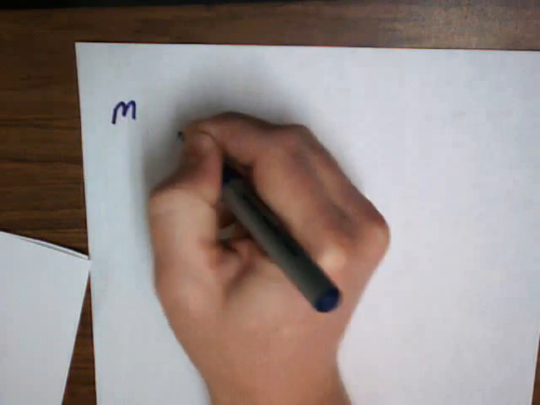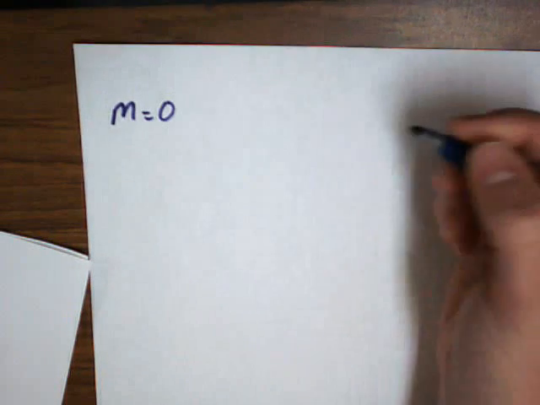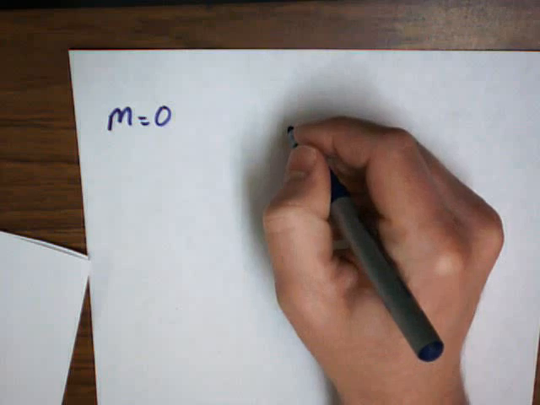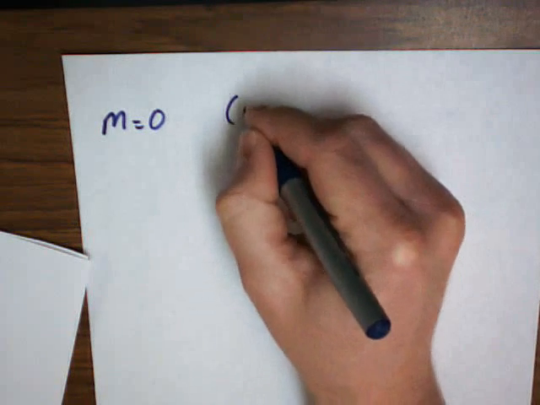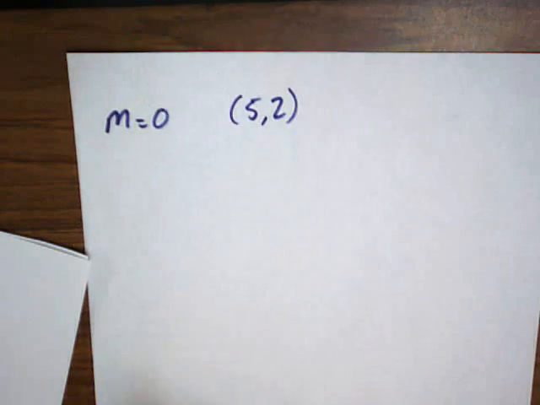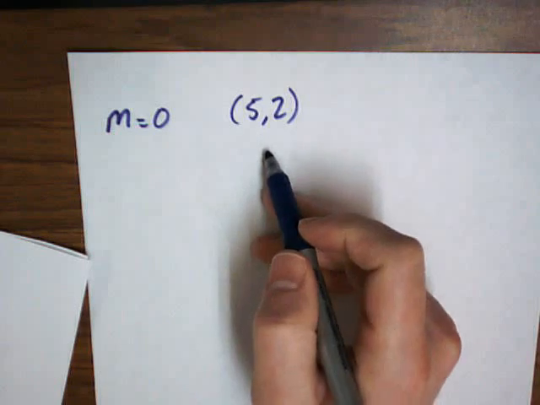So look at another one here. They give you a number. Let's do number 2. They tell me the slope on number 2 is 0, and then the ordered pair (5, 2). They give you the line, and that line passes through the point (5, 2).